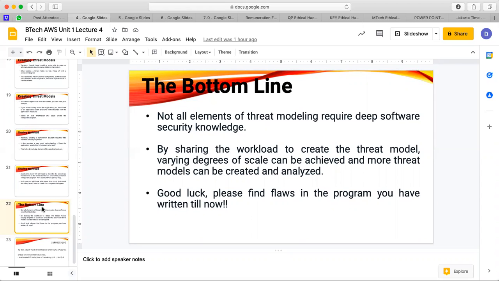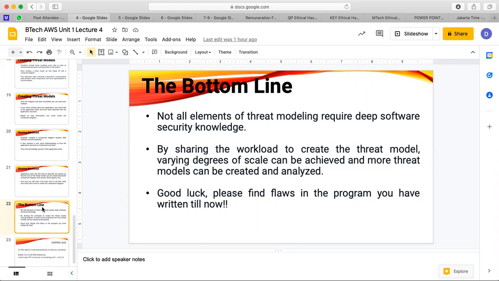There you can just type a SQL query and take the comments and try to pull the SQL servers. By sharing the workload in order to create the threat models, varying degrees of skills can be achieved and more threat models can be created and analyzed.